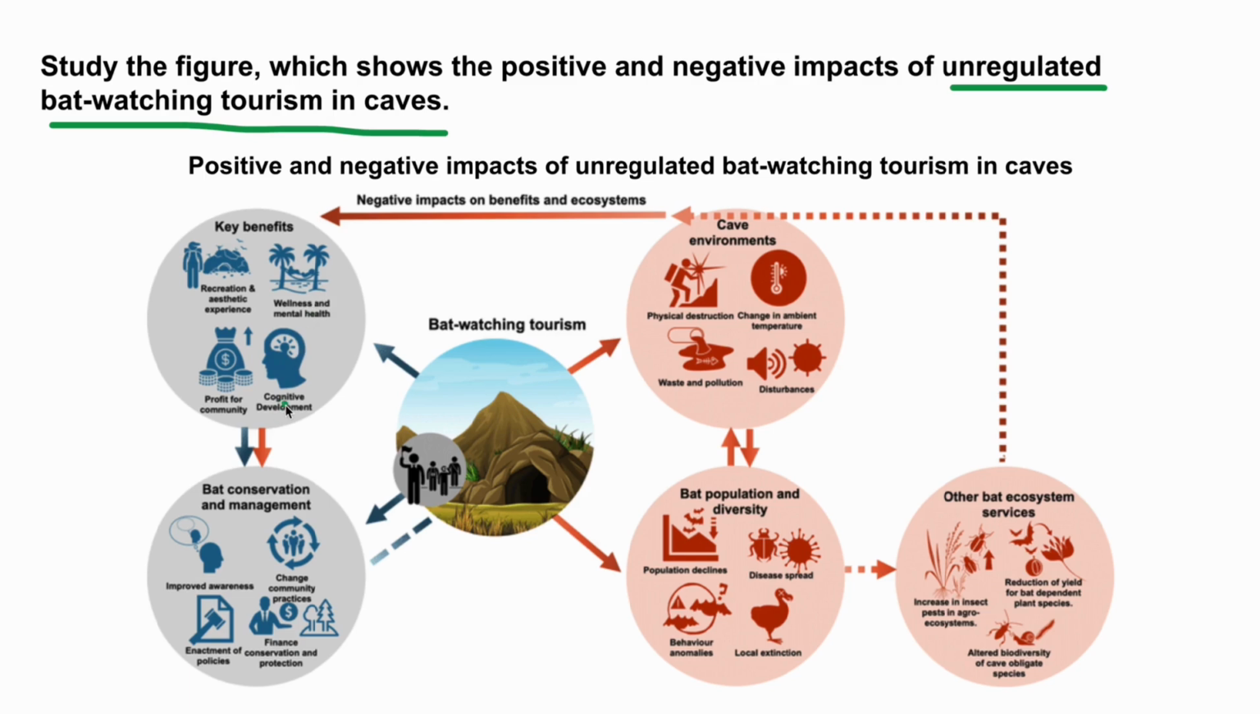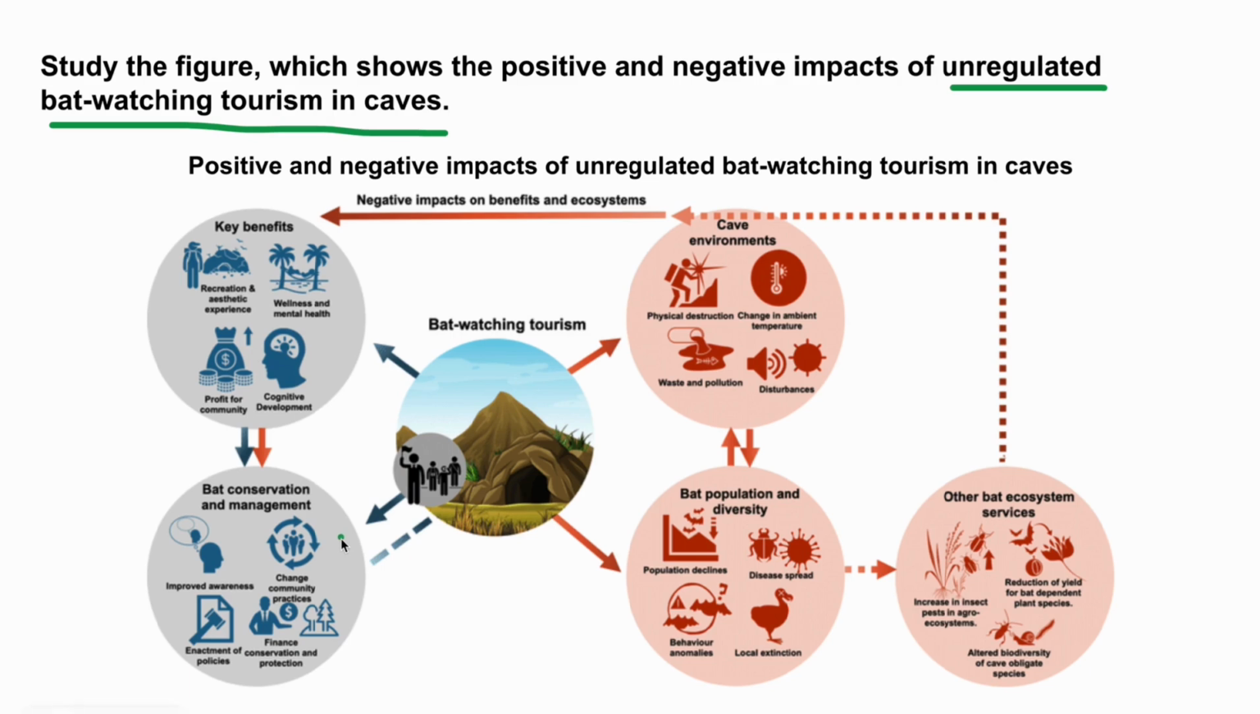Cognitive development. By going to the caves to watch these bats, maybe tour guides bringing you along with the tour actually give you more information about why bats behave in this way. So that is intellectual or cognitive development. Profit for the community. As people pay to go for these types of tourism, the profits can actually be generated for the community that runs this. A portion of the profits could be for the community. So these are potential benefits.